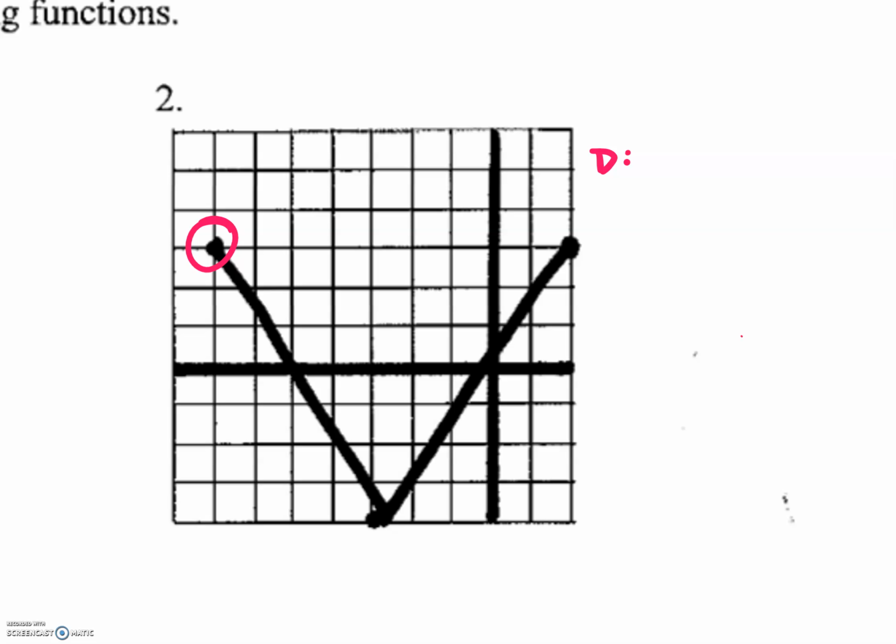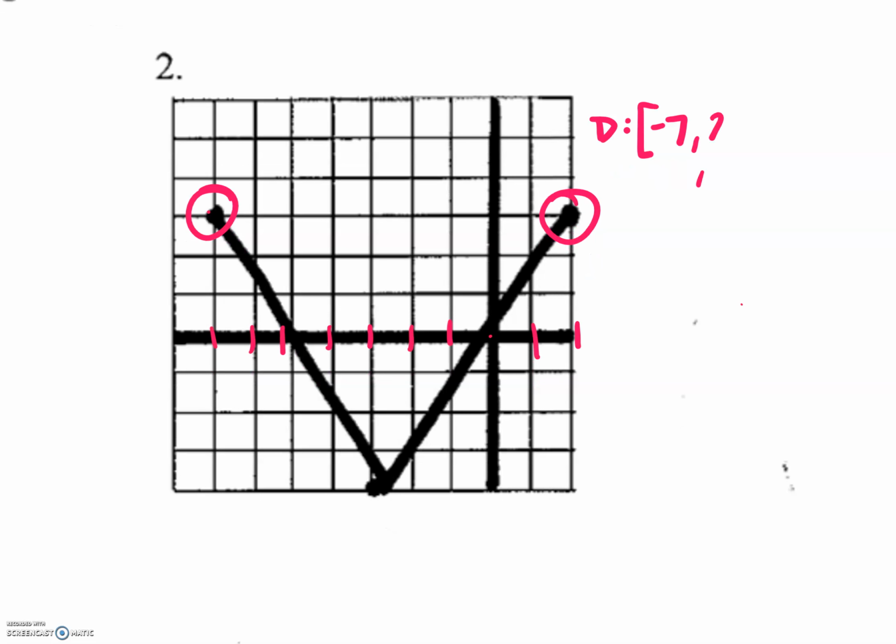Again, you always start at the origin. If I count over, it's 1, 2, 3, 4, 5, 6, 7. So it starts at negative 7. It's a bracket because it's a closed circle. This is where it ends. That's the furthest right it goes. Again, I start at the origin and count over 1, 2. So positive 2. Again, it's a closed circle, so you're going to have a bracket.